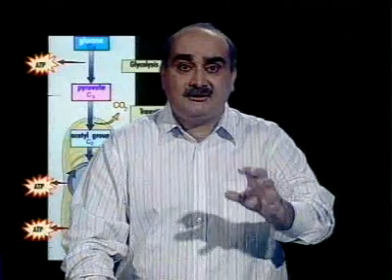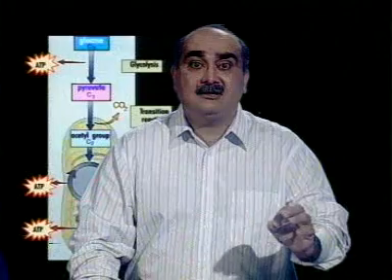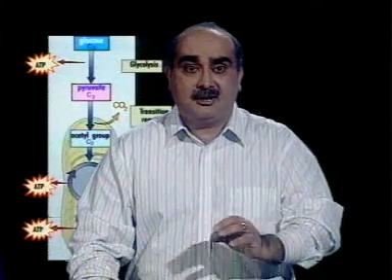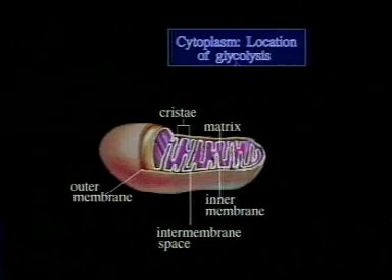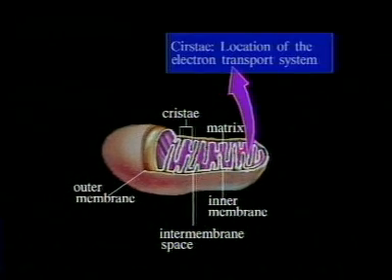In this figure, you can see the different places of the cell where the phases of cellular aerobic respiration take place. One, glycolysis, takes place in the cytoplasm. Then the second part, which is the transition reaction, and the third, the Krebs cycle, take place in the matrix of the mitochondria. Whereas the fourth stage, the electron transport system, takes place within the cristae of the mitochondria.